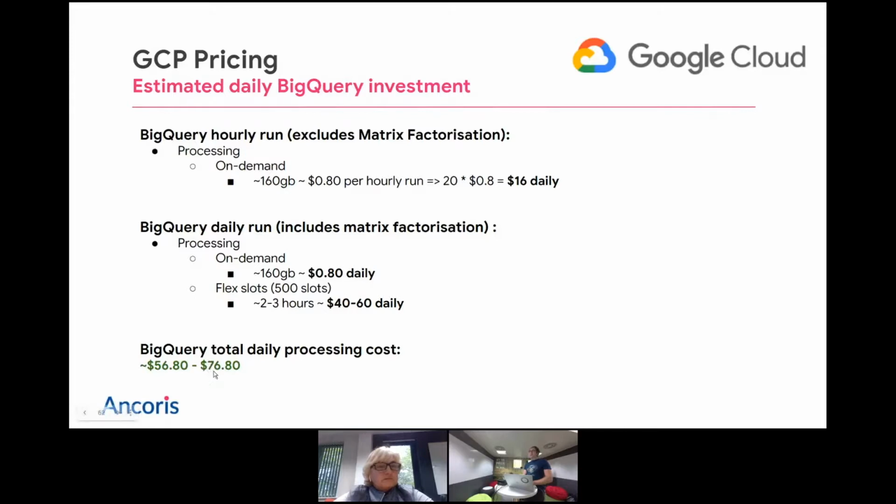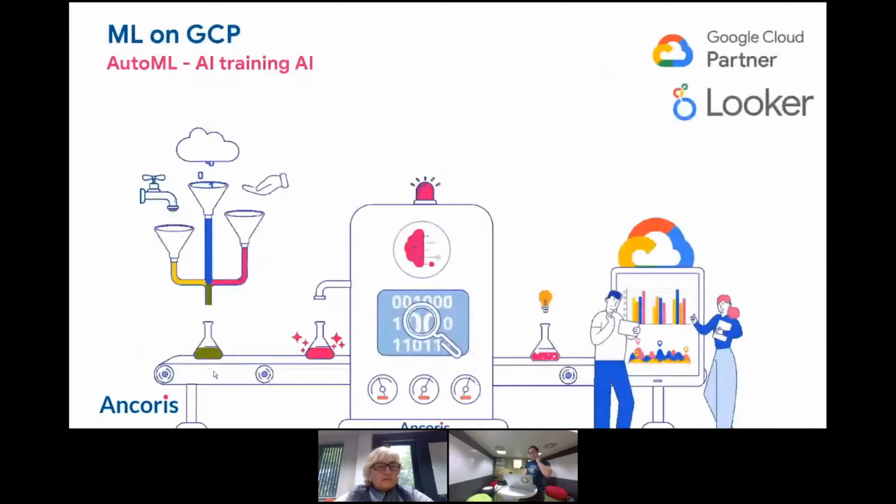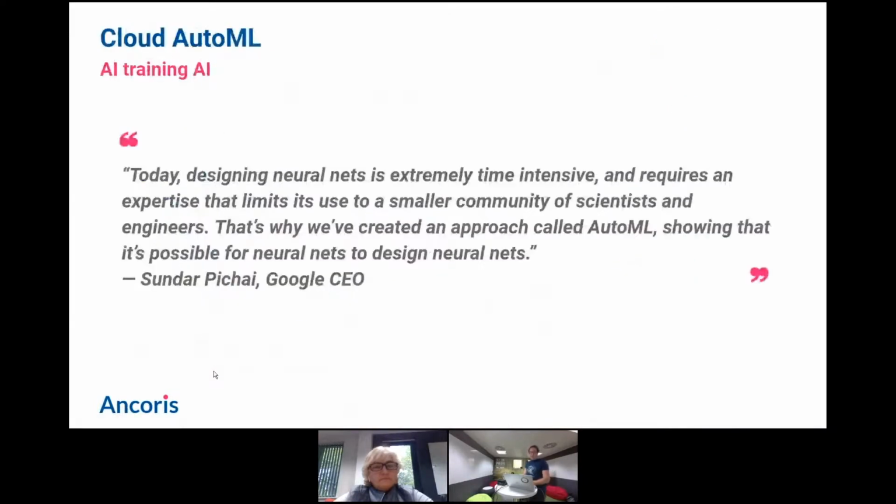And then they're paying nothing for BigQuery if they don't use it. There's no infrastructure. So it's kind of phenomenal, really, when you think about the amount of compute they have access to. Alrighty, so that's BigQuery ML. I'm now going to touch on AutoML.